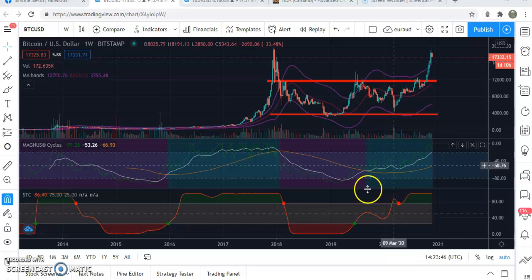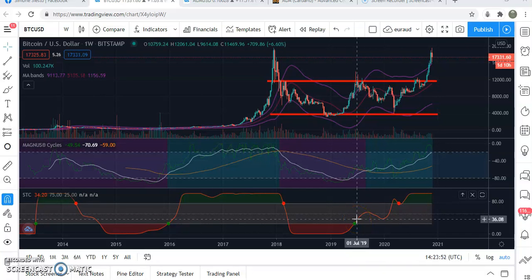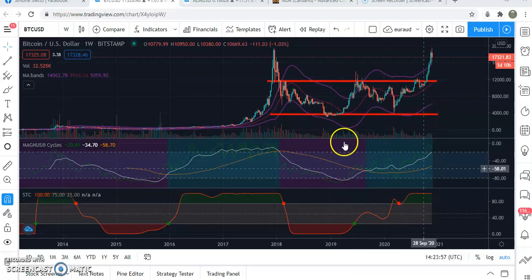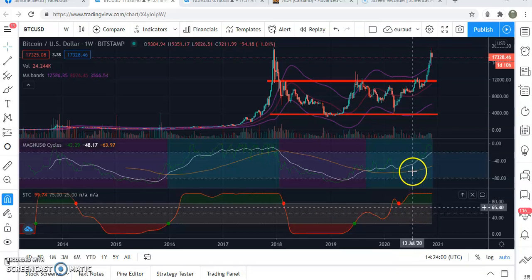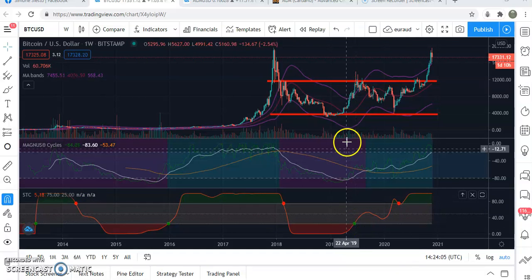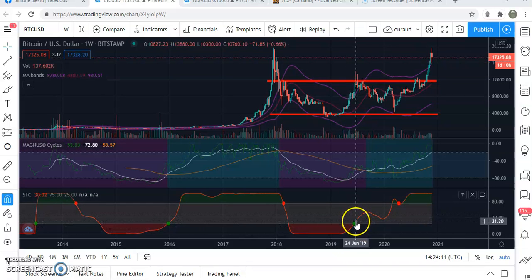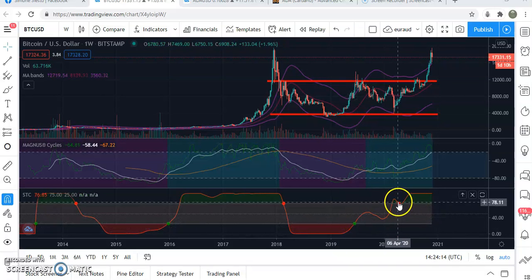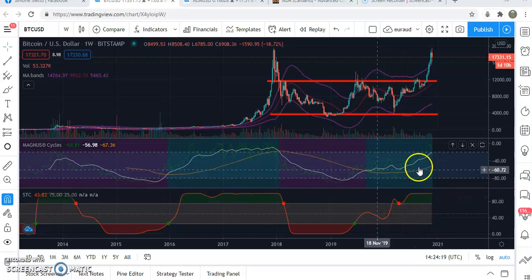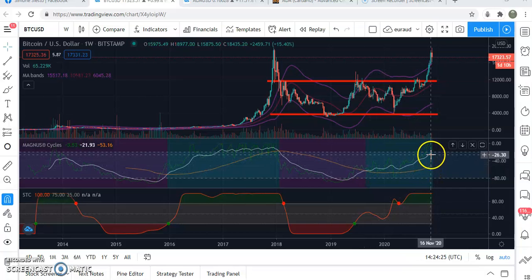Now what we see here is that both the Magnus cycles and the Schaff Trend Cycle are telling us something extremely important. This is a weekly chart, which means every candle is a weekly one, so we are analyzing the medium to long-term trend. The Schaff Trend Cycle became positive around 8,000 US dollars, when we see the red curve crossing above the lower threshold. If we analyze the Magnus cycles, both cycles, the white curve and the orange one, are oriented upwards.